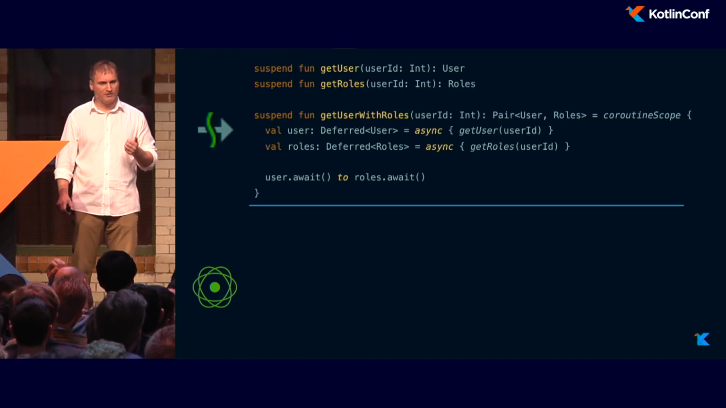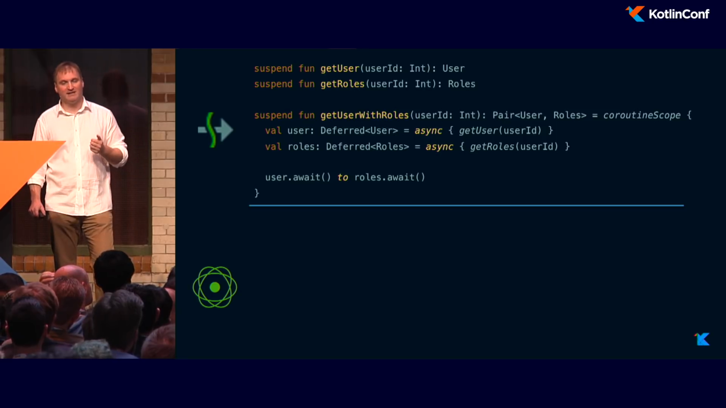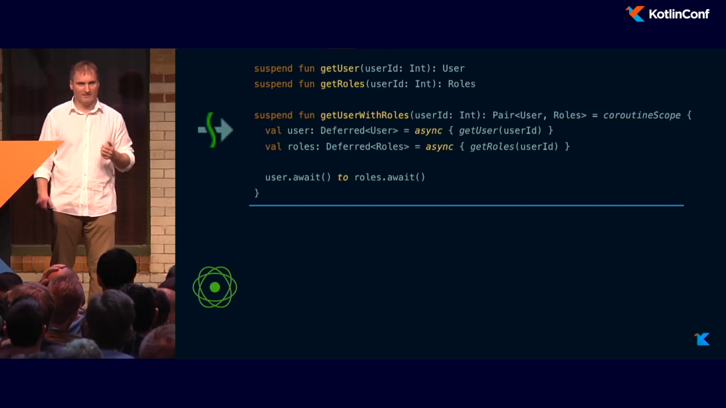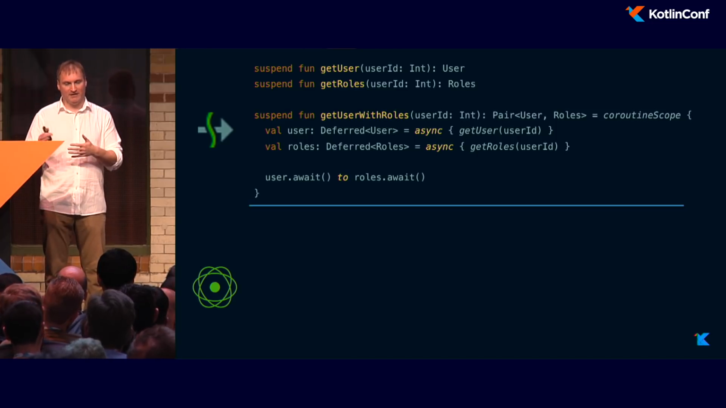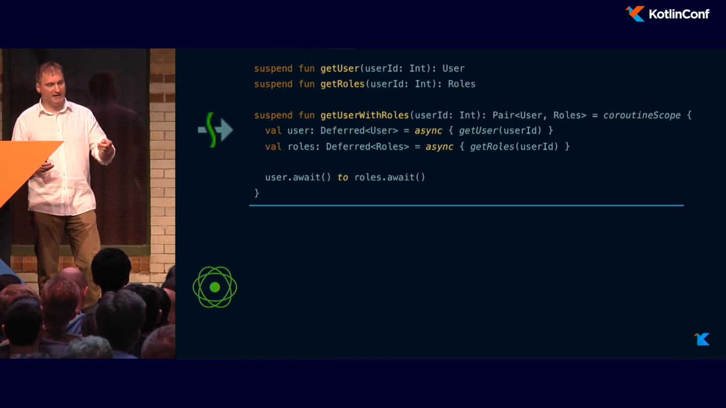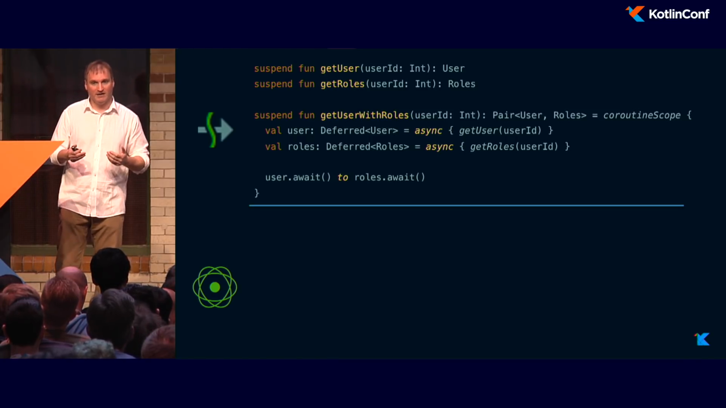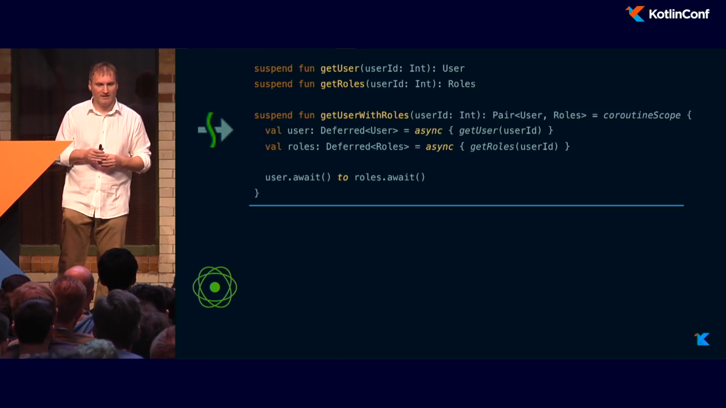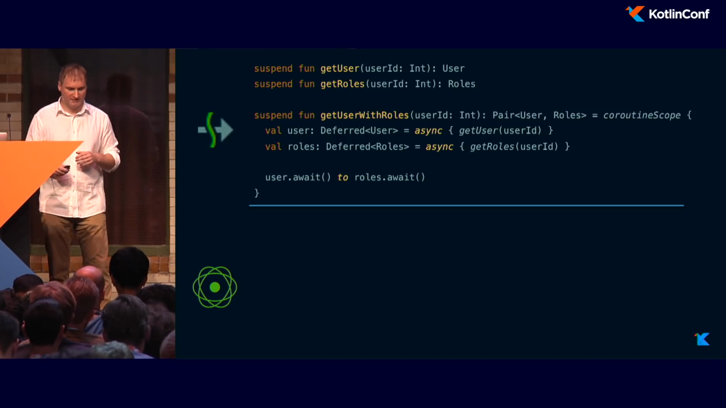So if our get roles fails, then it will try to cancel the coroutine that executes get user, which means that if there is some very nice cancellation policy, the await on the user will at that time return an exception. So that's a very nice property.